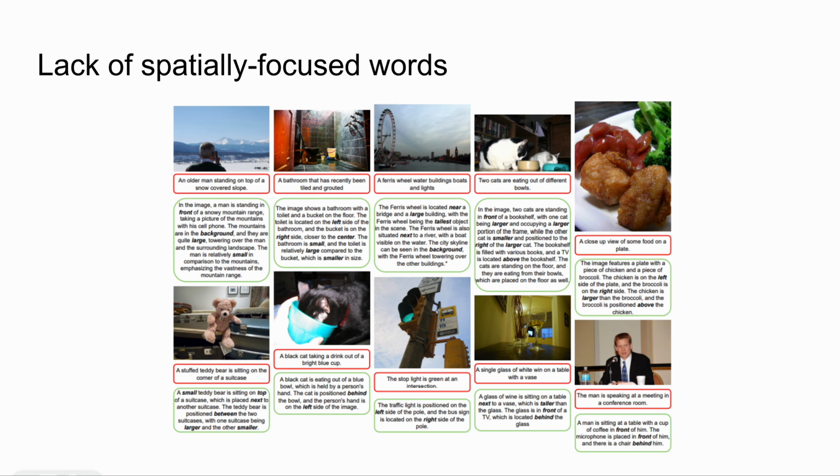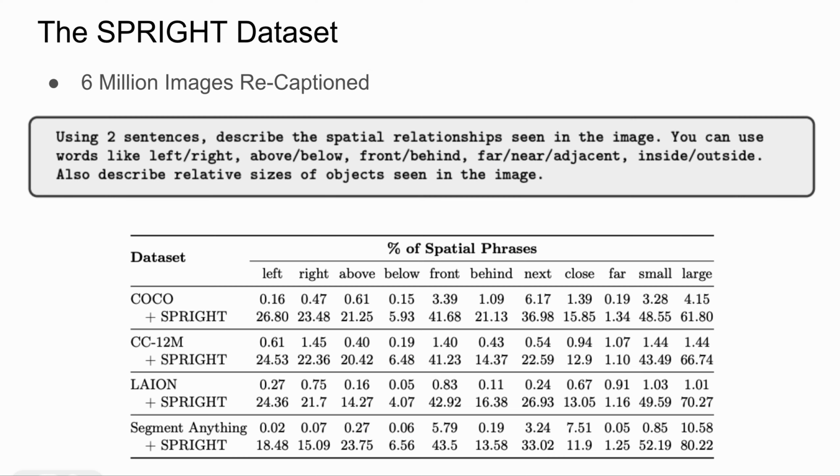Our first finding is that existing vision-language datasets underrepresent spatial words. Specifically, words such as left, right, above, below are scarcely present in current datasets, despite being widely used in the English vocabulary. Shown in red are examples from existing captions. In green are captions from SPRIGHT. We leverage the state-of-the-art VLM LLaVA to recaption images across 4 datasets: COCO, CC12M, LAION, and Segment Anything. We find that SPRIGHT largely improves upon the ability to capture spatial phrases and the relationships mentioned in the images.